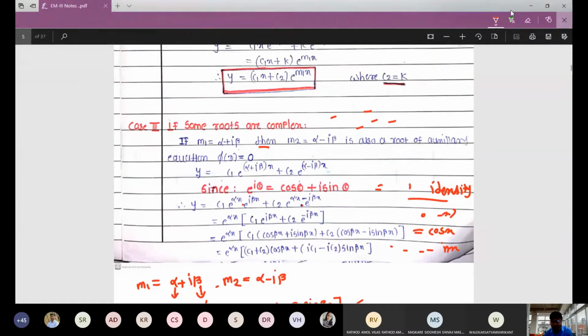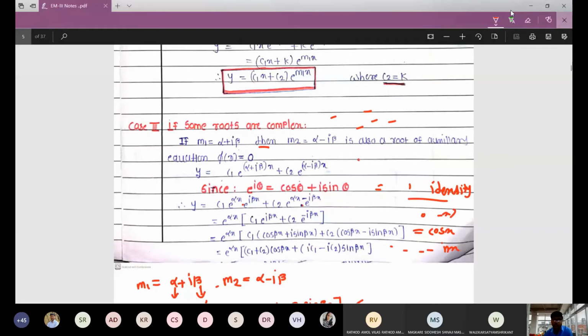But in the case of an example, you don't have to worry about the complex conjugate and all this. By default you will get its complex conjugate as one root. So in that case you just have to consider the original root, alpha plus i beta. Its real part is alpha and imaginary part is beta. And if you want to write the solution, what is our case number 1?